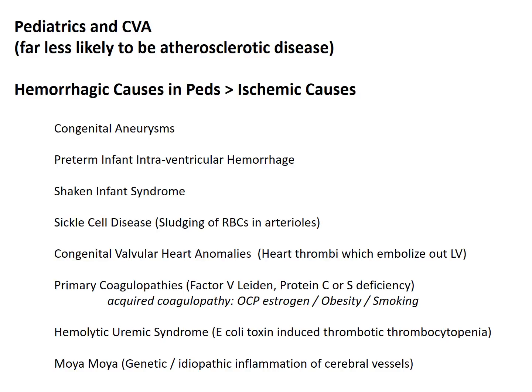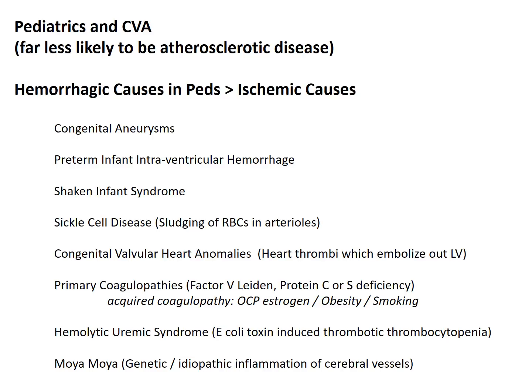So there's a number. What I'm saying in this slide is babies and children are not immune to stroke. It's very unlikely to see ischemic atherosclerotic stroke in babies and children. It is more likely to see hemorrhagic stroke, either due to congenital malformations, preterm infants having intraventricular hemorrhage, or infants who have been abused and shaken.